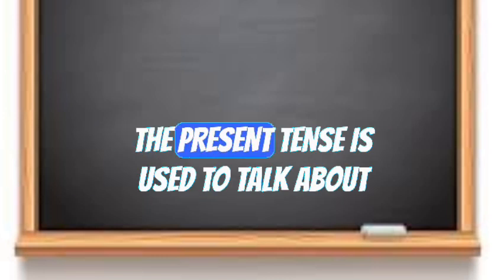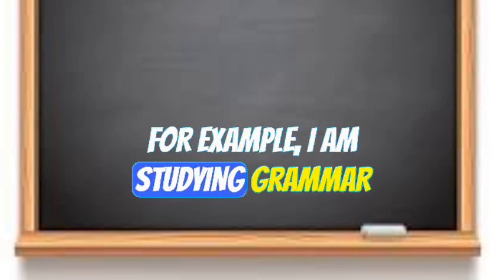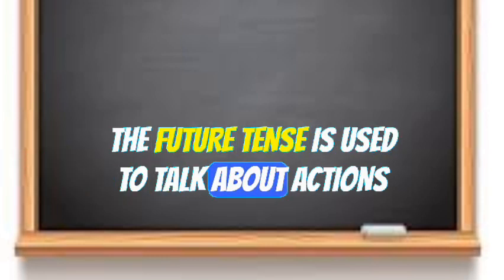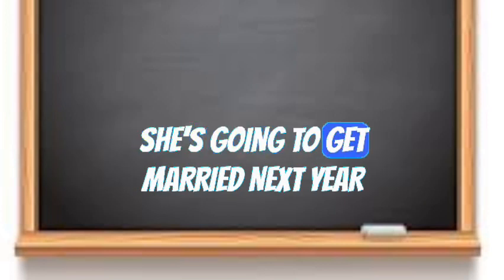The present tense is used to talk about actions that are happening now or that happen regularly. For example, I am studying grammar. He works at a bank. The future tense is used to talk about actions that will happen in the future. For example, I will go to the doctor tomorrow. She is going to get married next year.